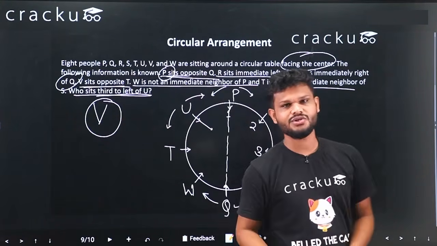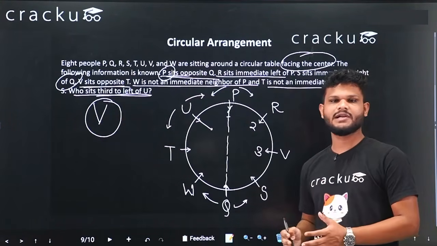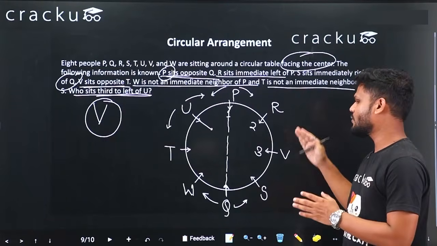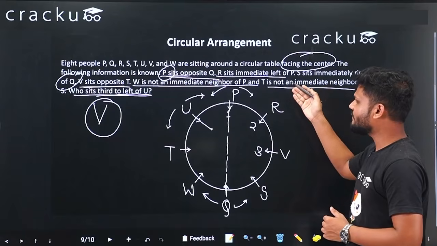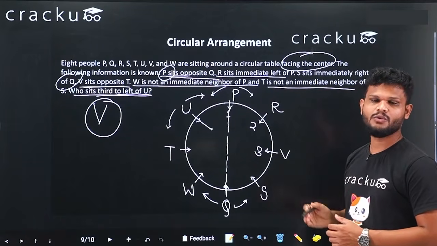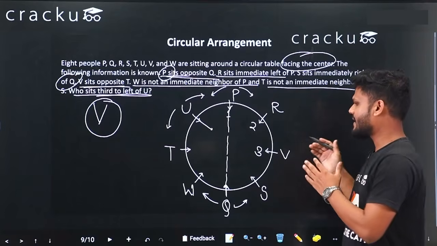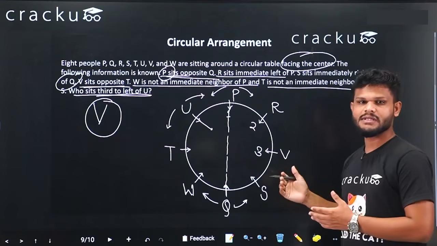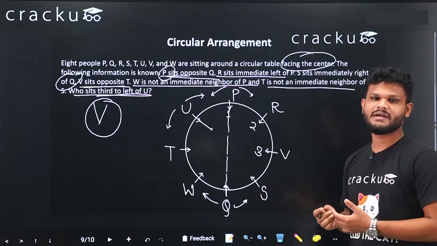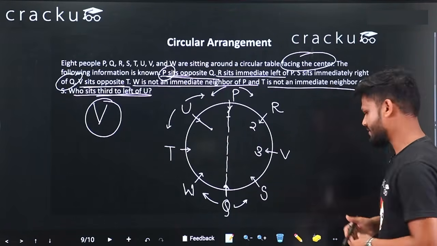How did we approach? We first identified it as a circular arrangement set. Then we divided it into 8 equal parts. Then we fixed our anchor. And then we went clue by clue, tested some cases and worked with those cases which are valid. So this is how you solve this question. Now let us go forward and solve one set on the complex arrangements.